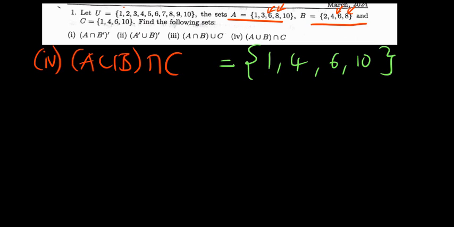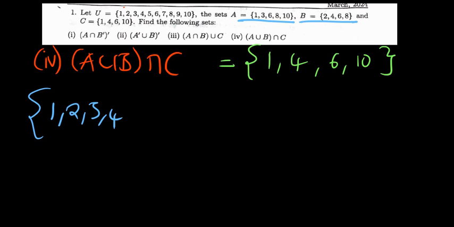So A union B implies you combine A with B. Now, if you combine A with B, what are the common elements with C? In the question, we've already been given A and B. So the union of the two sets implies we combine them. Let's combine A with B, we are going to have 1, 2, 3, 4, 6, 8, and 10. These are the elements gotten after combining A with B.